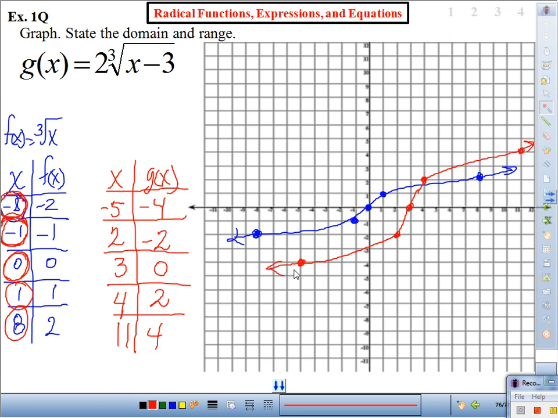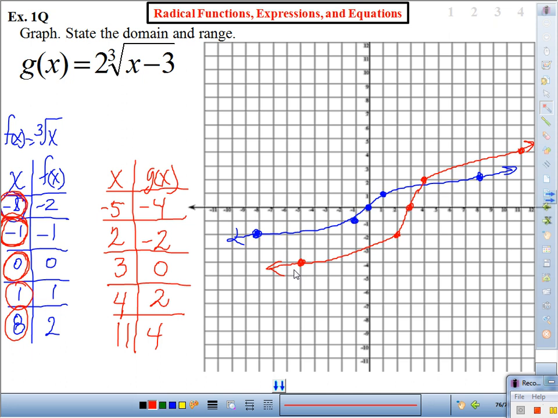All right, look at it. Question, didn't we say that it was going to move 3 steps to the right? Did it move 3 steps to the right? Yes. And what did the 2 do? It stretched it vertically. Do you guys see that? And if I was to ask you for the domain and range, what do you guys notice? Isn't it the same? All real numbers, so that doesn't change. Okay?